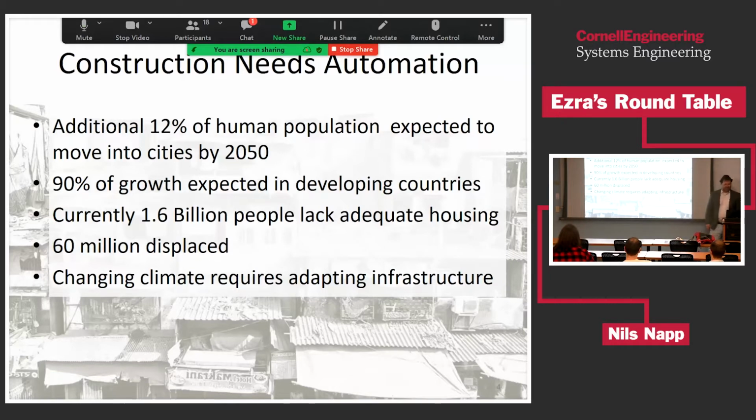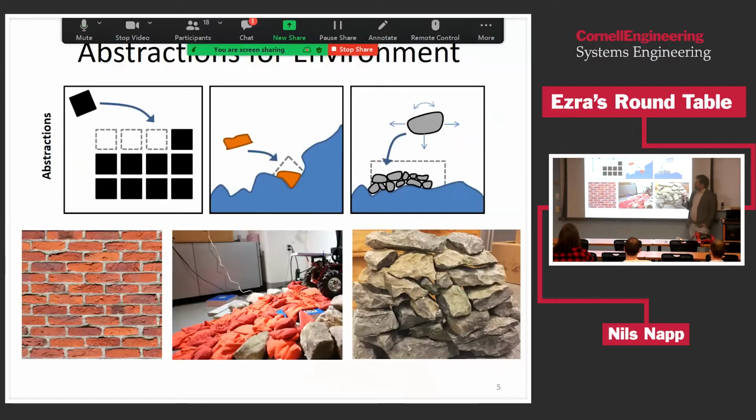Perfect. Okay. So I'm going to talk about three different types of abstraction barriers that we've worked with in our lab, and robotic systems we built around each one of these abstraction barriers.